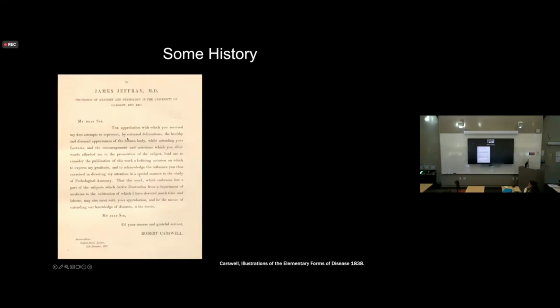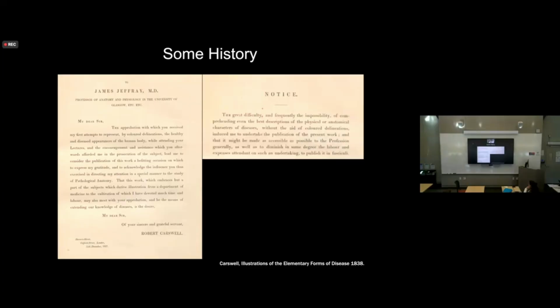And the text here, I've got a couple of things to look at. It says, you received my first attempts to represent by colored delineations the healthy and diseased appearance of the human body. And this was during some lectures that he was receiving. And the statement at the very end said, I devoted a lot of time to drawing these things, and this is the means of extending our knowledge of diseases, because that's really what we want to do. And if you flip to the next page, there was a comment that really struck out to me, and it sort of is the basis for a lot of what we're going to talk about today.